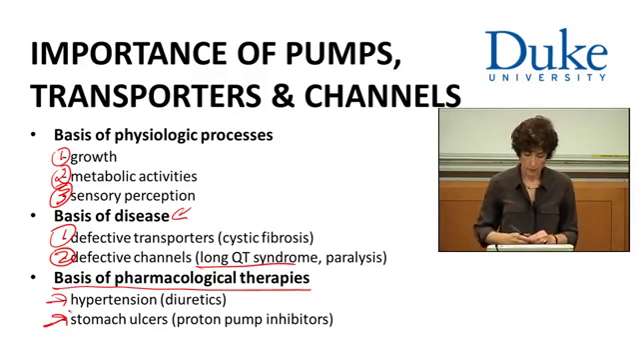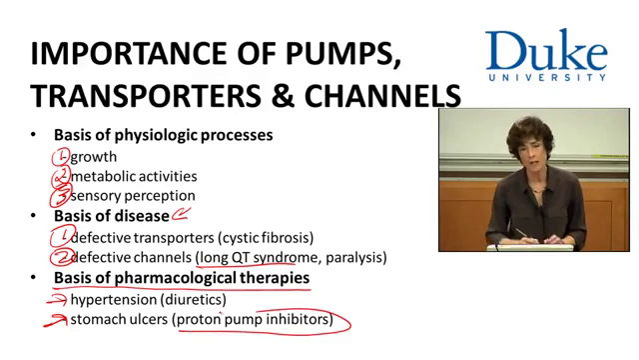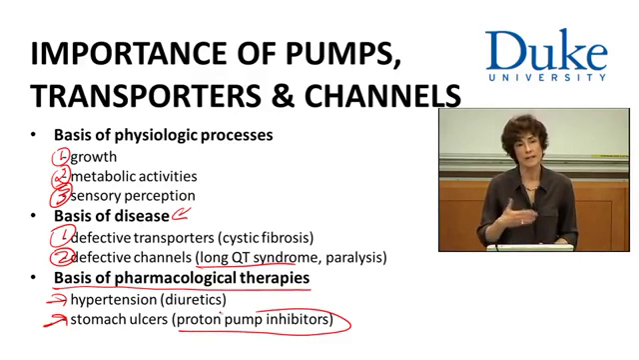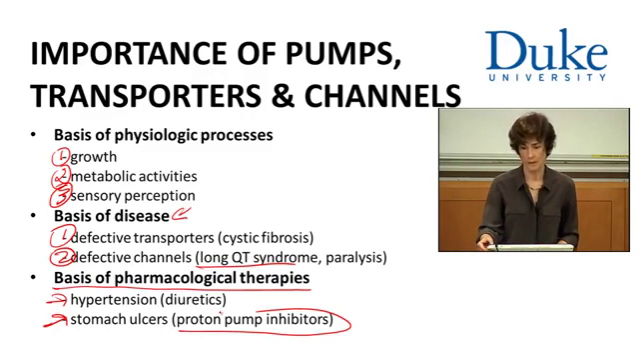These are called proton pump inhibitors, and when we talk about the stomach and its activity, the physiological role of the stomach and its ability to make acid in the GI tract, that is the gastrointestinal tract, then we'll be talking about these proton pump inhibitors.